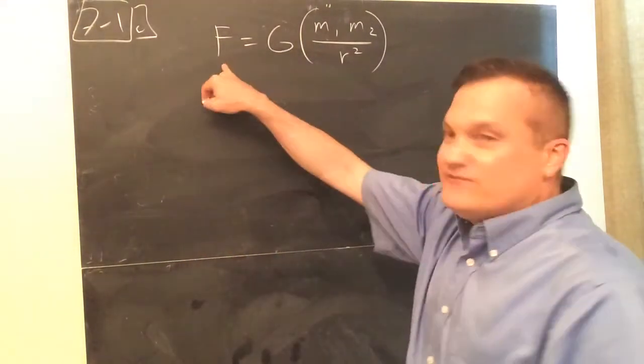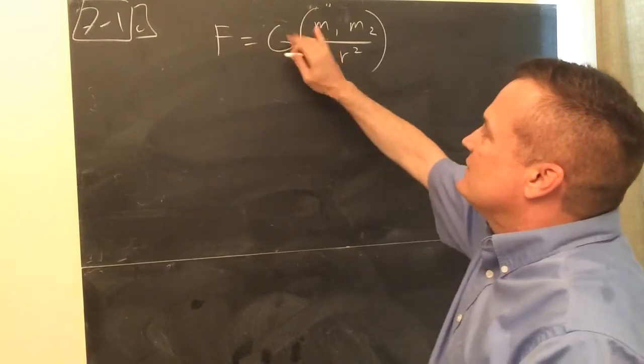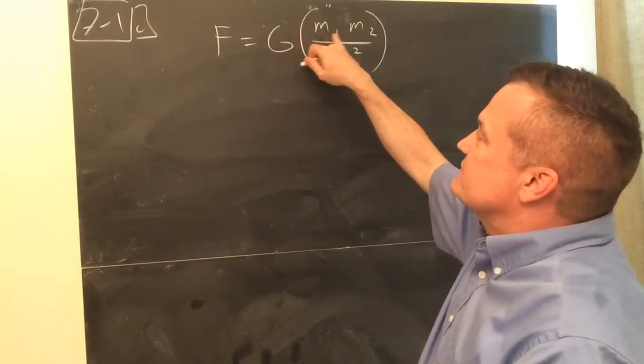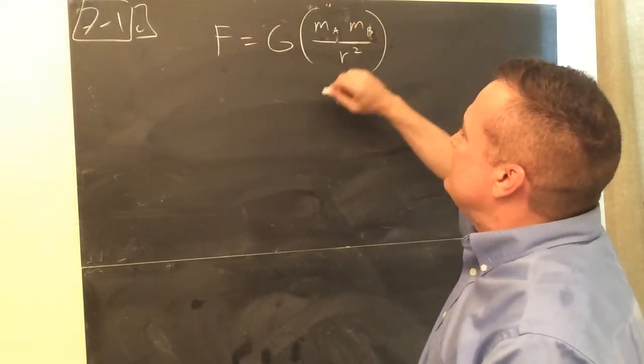Okay, so here it is. The force of attraction, gravity, you can say the gravitational force of attraction depends on, forget about that for a minute, the mass of object, I like to call it mass of object A, mass of object B.